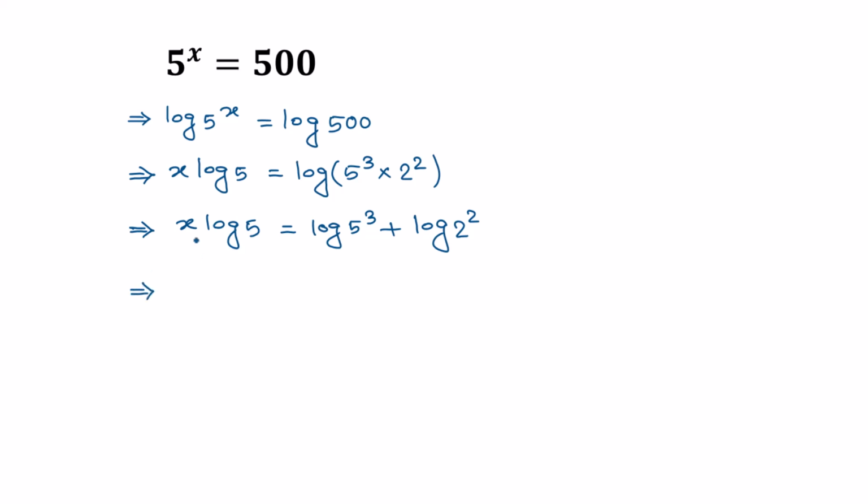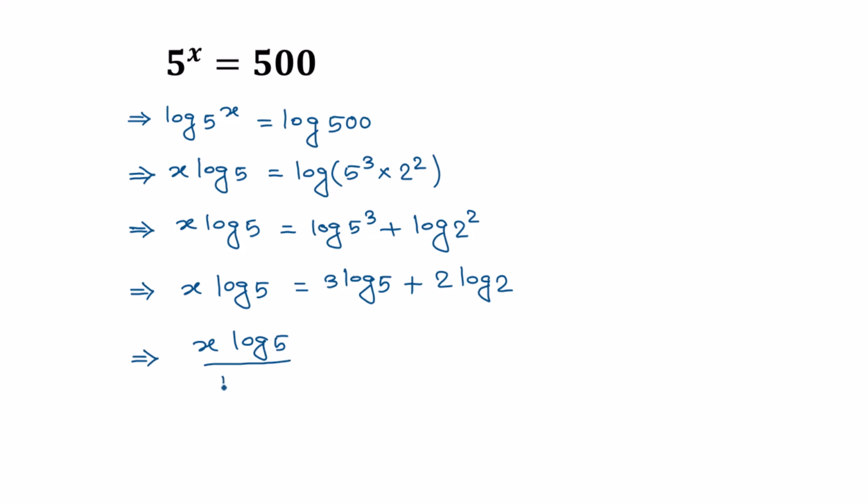On the left side, x times log of 5 is equal to, now again applying the formula, log a to the power b is equal to b times log a, this will be 3 times log of 5 plus, similarly, log of 2 square, this will be 2 times log of 2. Now divide both sides by log 5.